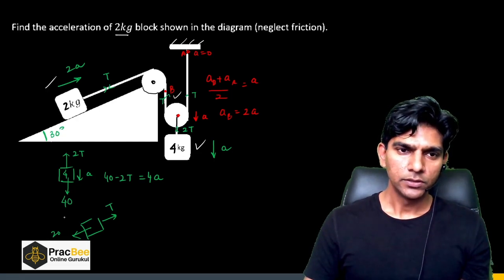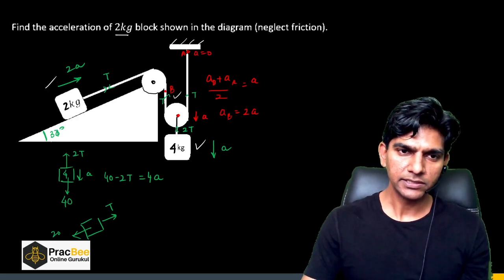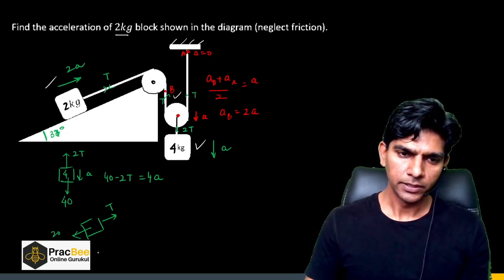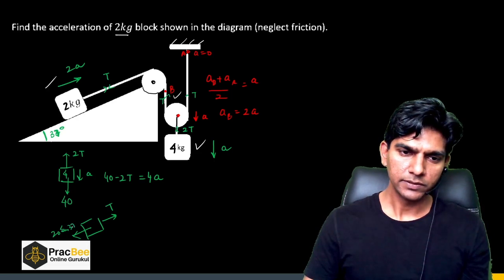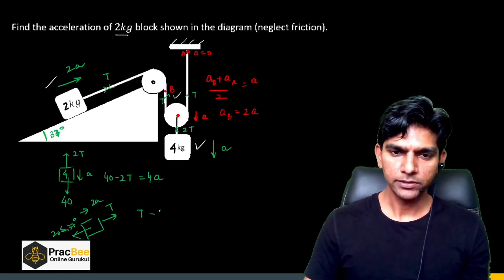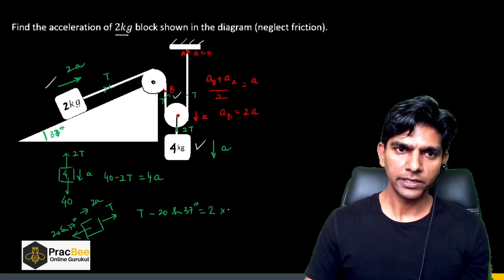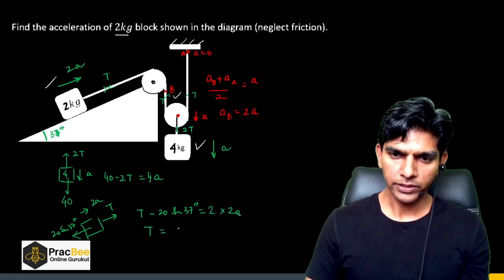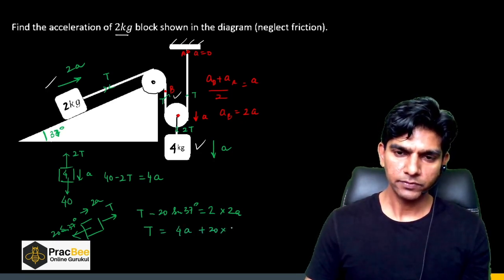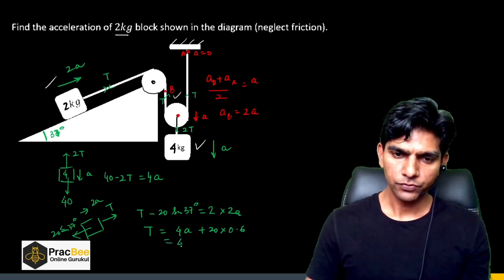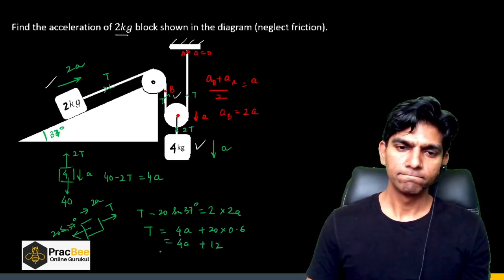So that is not provided by the student. Let me take it as 37 degrees, right? To make the calculation easier. So it will be sine 37 degree, and it has an acceleration up the incline, 2a. So we can say T minus 20 sine 37 degree equals mass times acceleration, that is 2a. So from here tension will be 4a plus 20 times sine 37, which is 0.6. So this will be 4a plus 12, right?